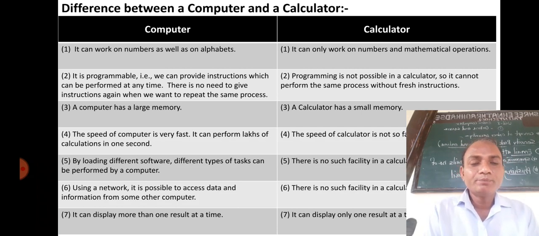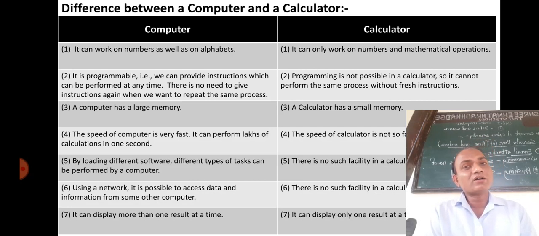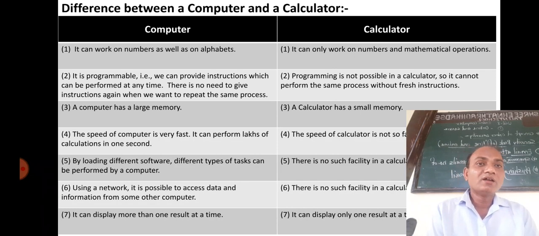Now first point, a computer can work on numbers as well as on alphabets. Means a computer can accept numbers as well as alphabets, but a calculator can only work on numbers and mathematical operations. Which are the mathematical operations? Addition, subtraction, multiplication and division. So this is the first difference.